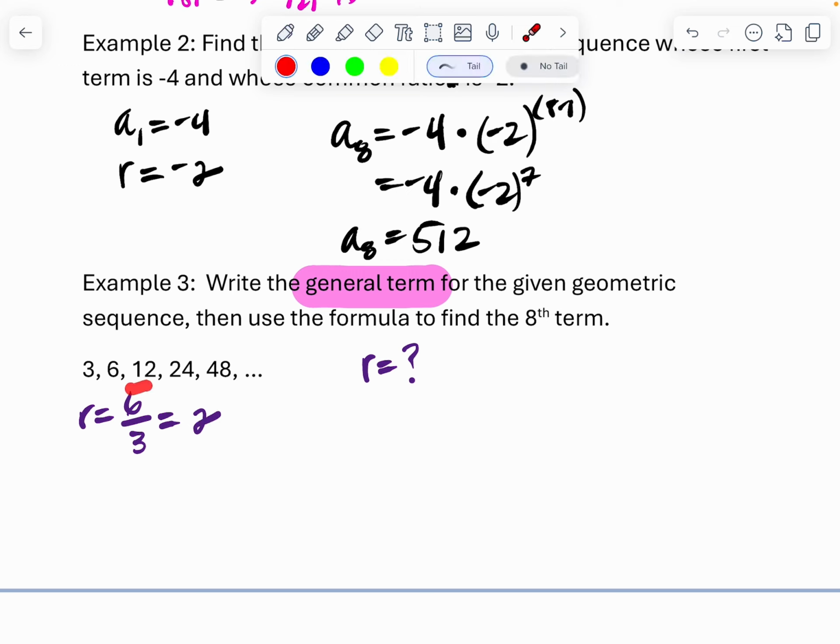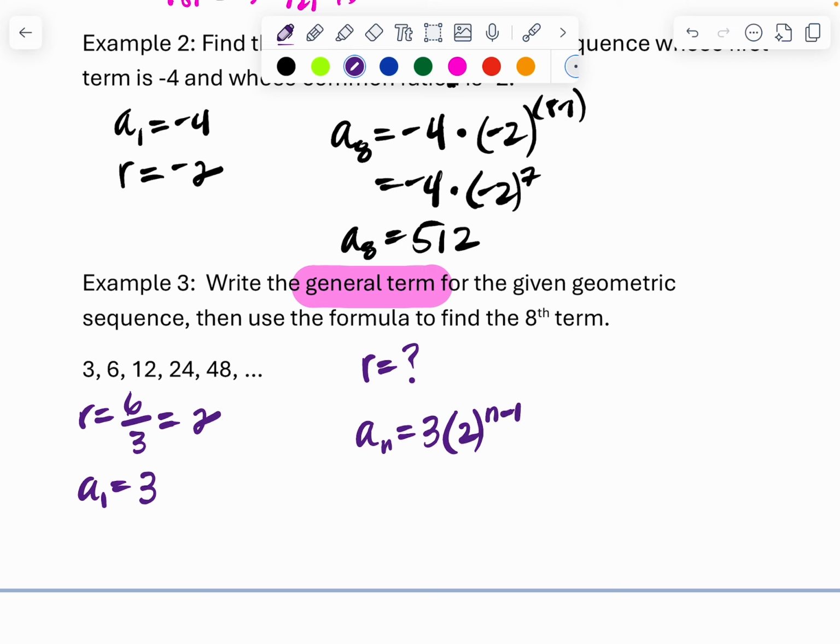If I took 12 and divided by 6, I would still get 2. 24 divided by 12, the same. So our common ratio is 2, and our first term is 3. To write A sub n, it's the first term, 3, times 2 to the n minus 1. That's our formula for the general term. Now we want to find the 8th term, so we find A sub 8. It's 3 times 2 to the 7th, which is 384.